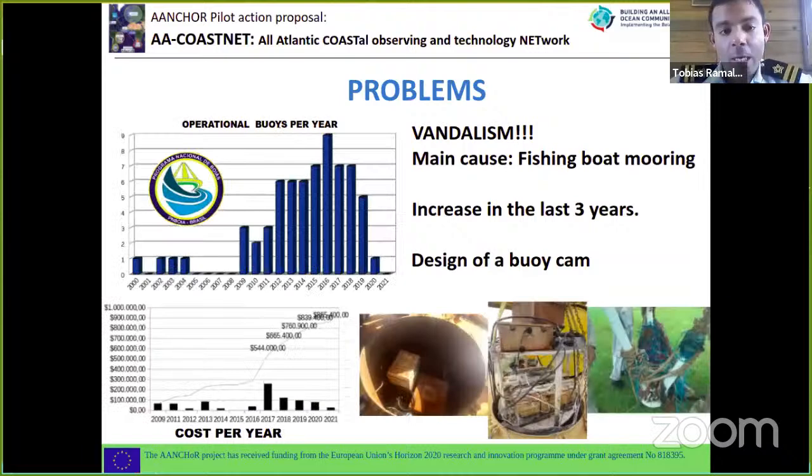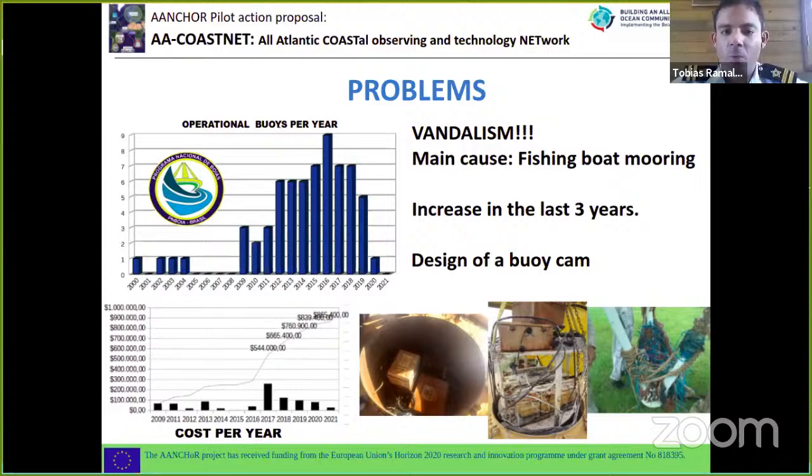So in 2016, we had the highest number of buoys in operation at the same time. So we had 9 buoys in operation. But now, considering the PNBOIA, we do not have any buoys in operation for PNBOIA. We have buoys in operation for the HEMOBS project, but not for PNBOIA. We have 3 buoys in operation right now. So the main problem is the vandalism.